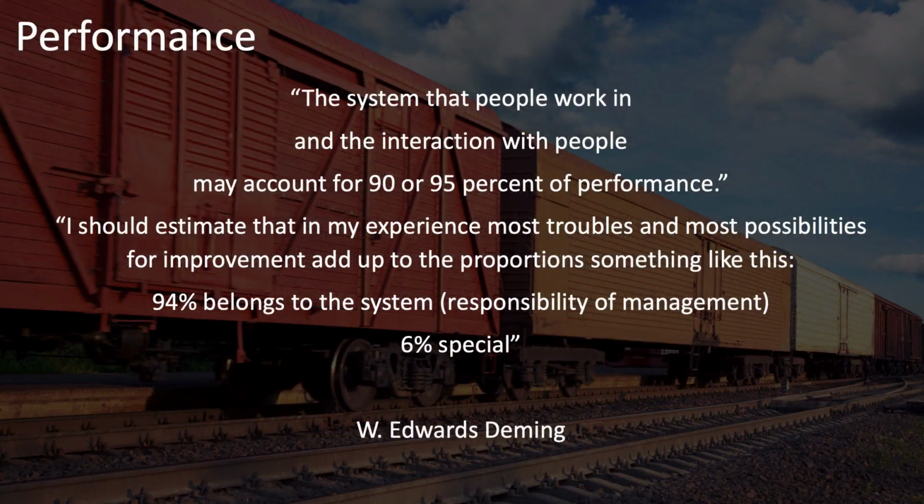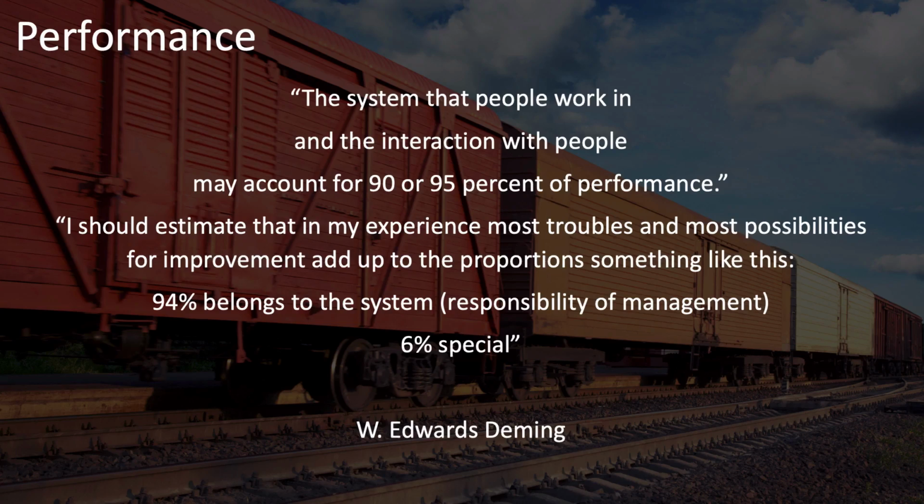W. Edwards Deming had some strong opinions when it comes to team member performance. He said the system that people work in and the interaction with people may account for 90 or 95% of performance. I should estimate that in my experience, most troubles and most possibilities for improvement add up to the proportions something like this. 94% belongs to the system, responsibility of management, 6% special.